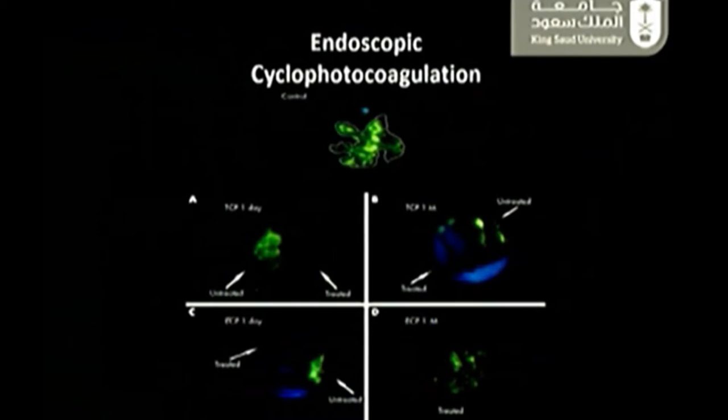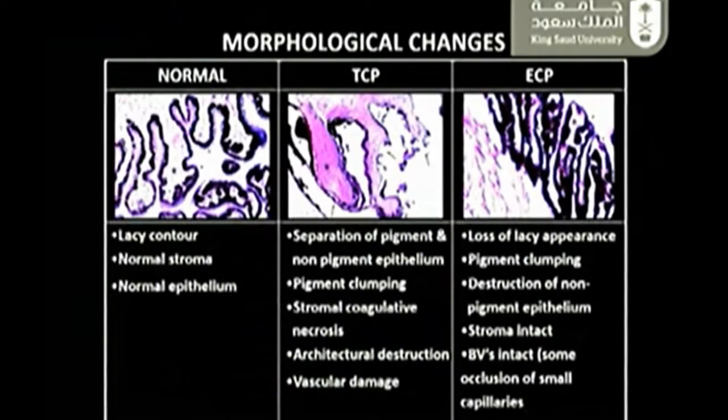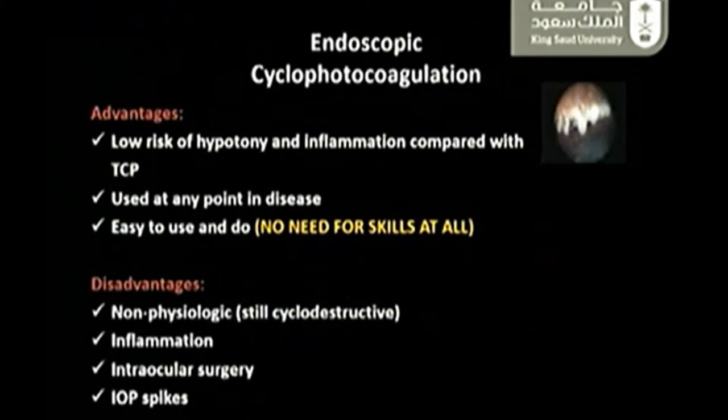So this graph shows you the perfusion after doing ECP and TCP, at 1 month and 1 day. And these are the morphological changes in the ciliary processes after transscleral cyclophotocoagulation and endoscopic cyclophotocoagulation. We'll need to skip this.